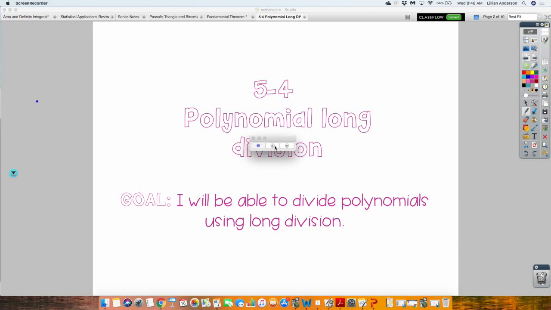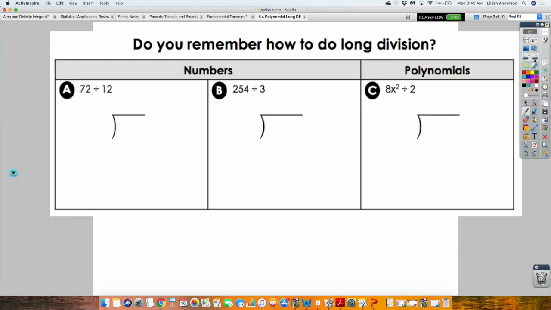All right, so 5-4, polynomial long division. We have done division of functions, but it's only been with a monomial, or something super simple where I'm just asking you to give me the domain, et cetera. But this one, we're actually going to divide an actual polynomial, two polynomial expressions. So you are going to be able to divide polynomials using long division. Please make sure you get down the goal on top of that first page, where it has that goal line.